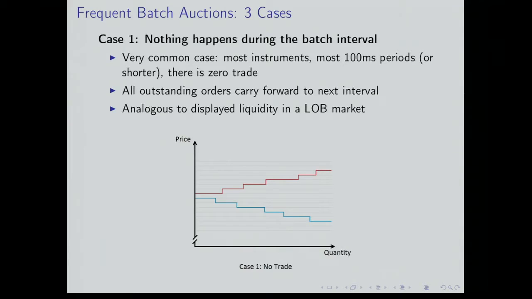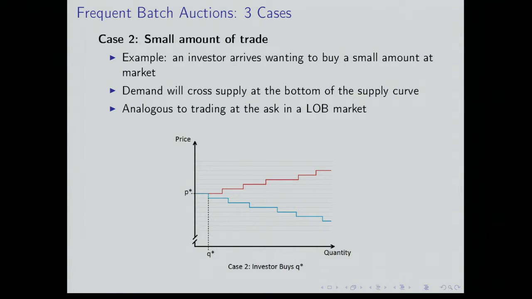Just to go over a couple of cases to make this a bit more clear and real. One important case is that in most instruments, in most 100 millisecond periods, nothing really happens. So what happens in a frequent batch auction if there's no trade during an interval is there's a supply curve here in red, a demand curve here in blue. All orders just carry forward to the next discrete time interval, analogously to displayed liquidity in a limit order book market. The second case is there's a small amount of trade. So here's an investor showing up and buying at the ask. That's also analogous to the limit order book market.